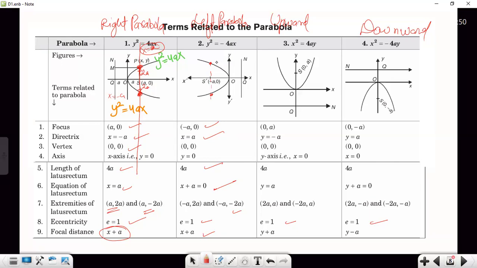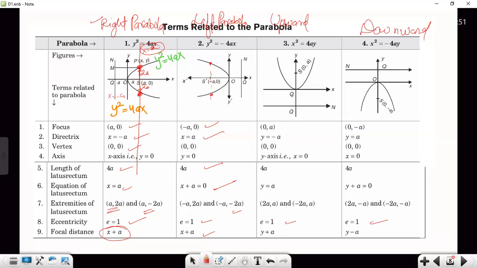Any doubts in understanding right parabola and left parabola? Please ask if there is any doubt. No, sir, no doubts.